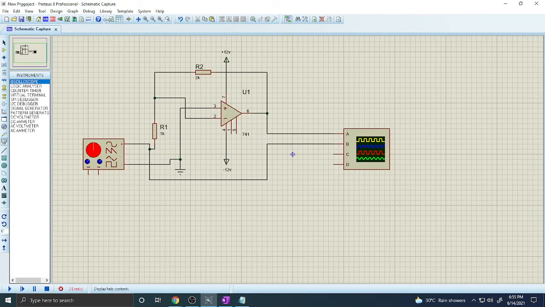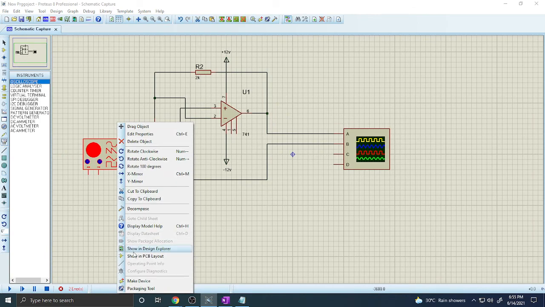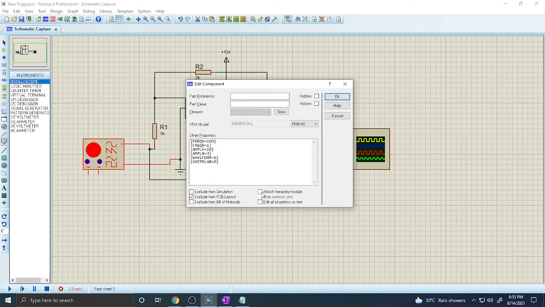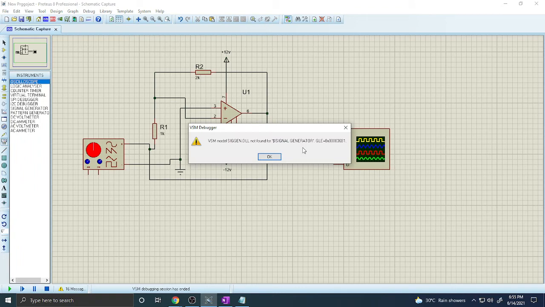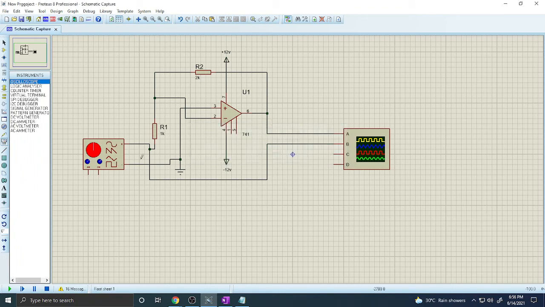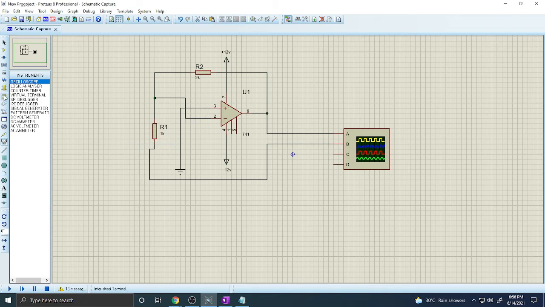The problem is, right click here and then edit properties, click here, attach hierarchy module, and then okay, and then run the simulation. But there is still some problem. So delete this signal generator and connect from here. These are voltage sources, not from here.